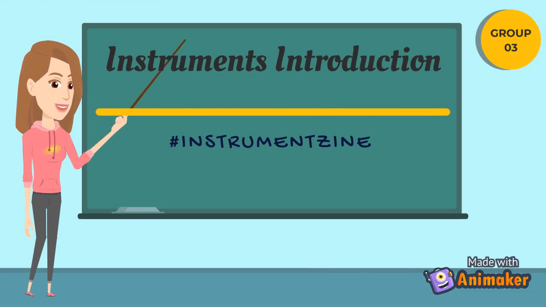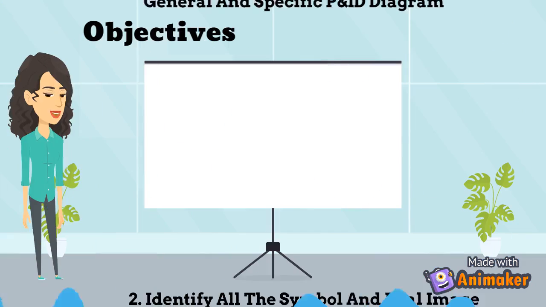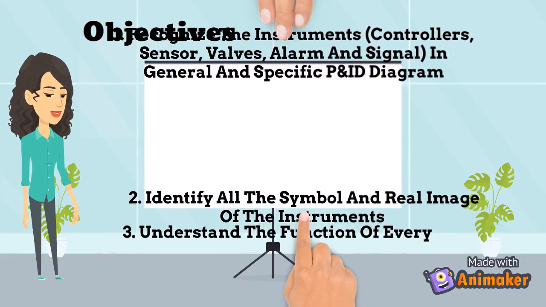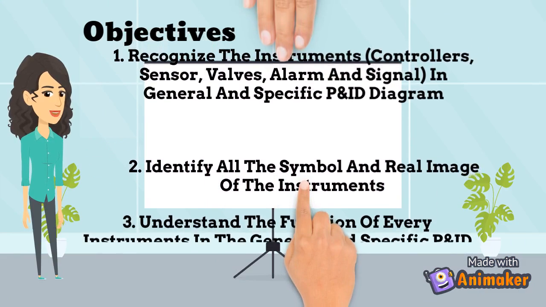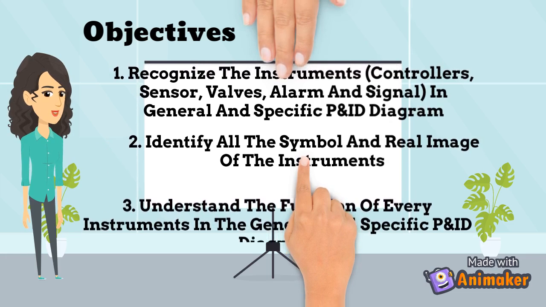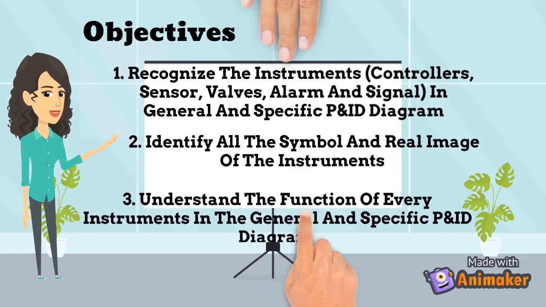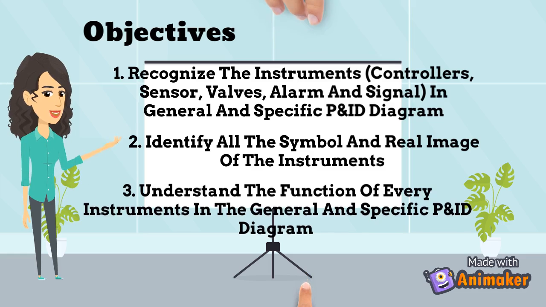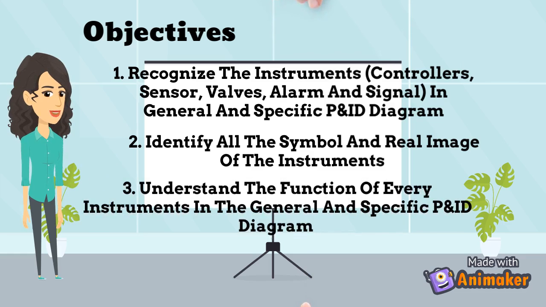We would like to introduce the instruments in our InstrumentZine magazine. First, the objective is to recognize the instruments which are controller, sensor, valve, alarm, and signal in the general and also P&ID diagram. Next, we also have to identify the symbol and the real image of every instrument. The last objective is to understand the function of every instrument.